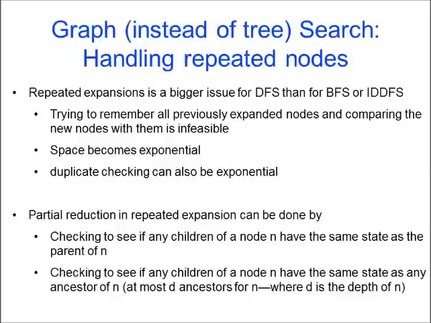So there's no right answer here, but the points are, A, repeated expansions is an issue. It's a bigger issue for DFS, but it's an issue everywhere. Space becomes exponential if you remember all the nodes. The one point that you did not mention, which is also a subtle and important point, is that there is some time that you have to spend in duplicate checking.